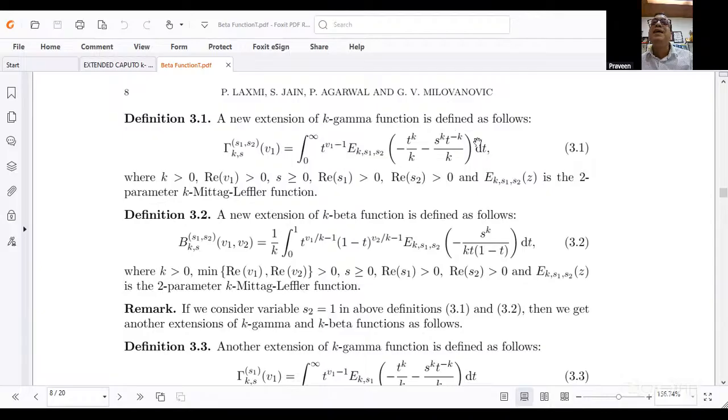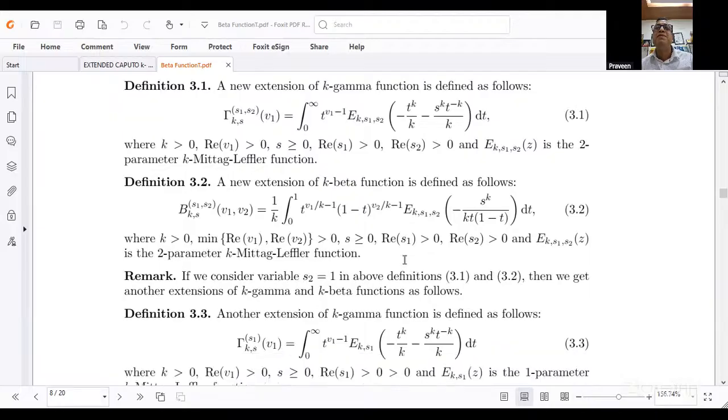Here you see that we have modified our Mittag-Leffler function in this form. The reason behind that is, when we checked the numerical calculation of our results with the Gaussian method, we found that some modification is required to reduce the error. So that's why we have modified this particular k gamma and k beta function, given by equation number 3.1, and the new extension of the k beta function, given by equation number 3.2. You can see it here. Here we have modified our Mittag-Leffler function, and these are the convergence conditions.